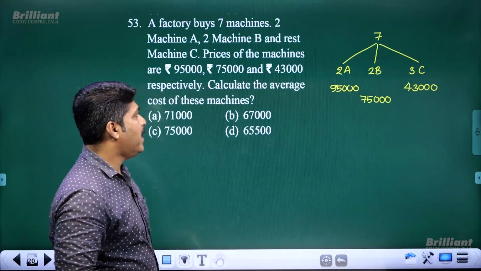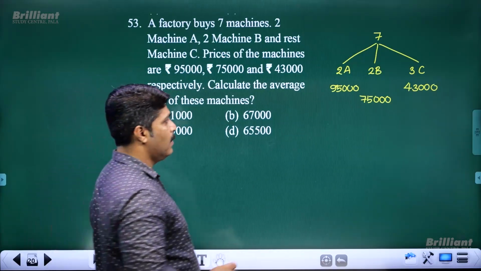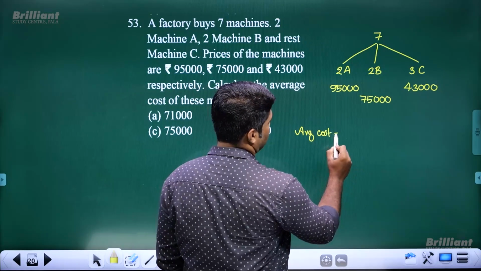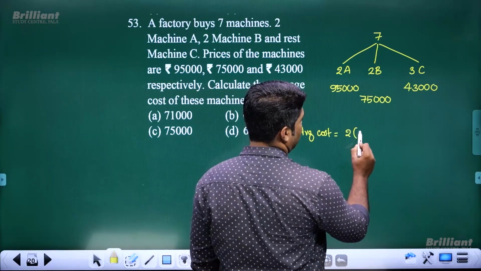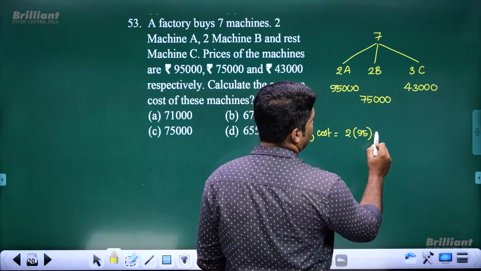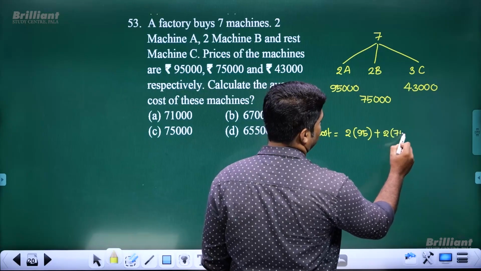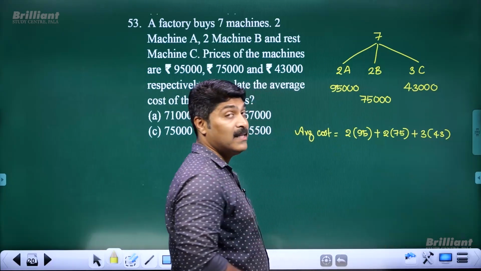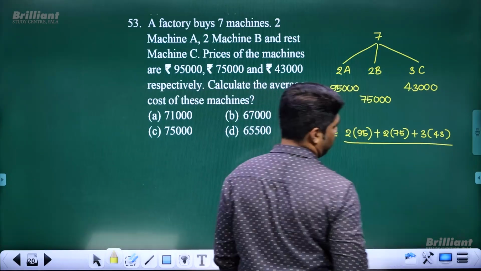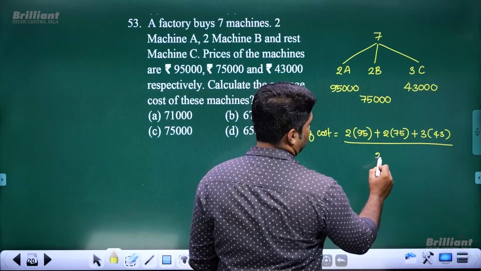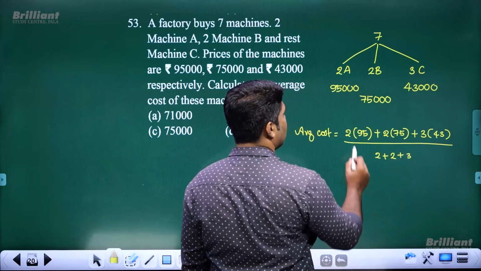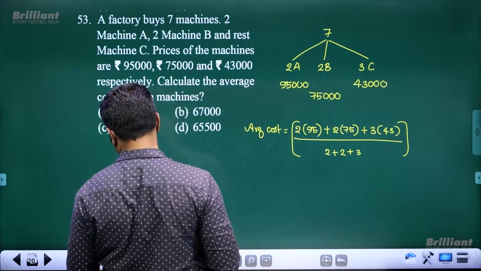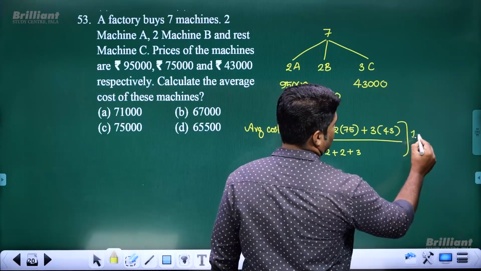Got it? Therefore, we are going to find out the average cost. So here the average cost is simply 2 into 95,000 plus 2 into 75,000 plus 3 into 43,000. Don't forget, all are in thousands. All divided by 2 plus 2 plus 3. So this much thousands here. Don't forget that. So I just take it together. That's only. So this much 1,000.